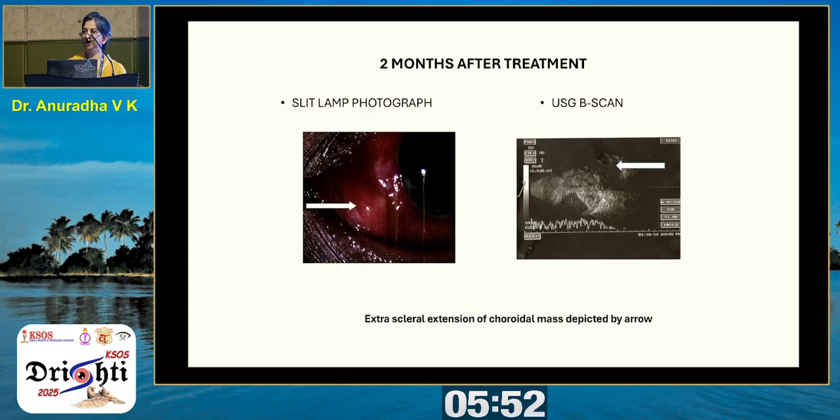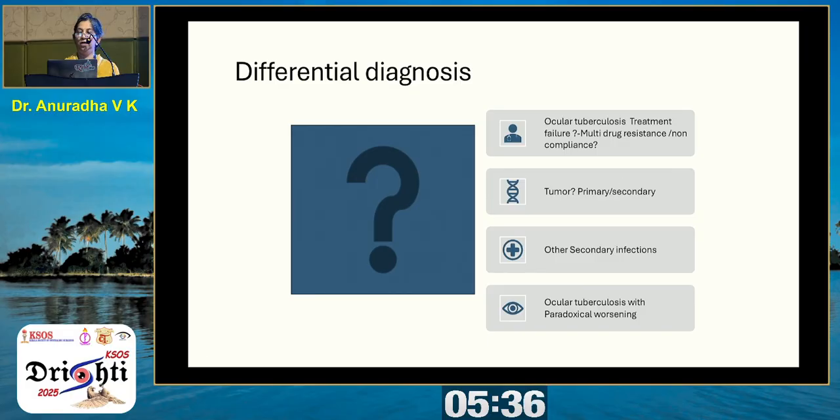The first couple of visits, he was okay. 2 months after initiating steroids, when we started tapering it, he came in with extrascleral extension of the choroidal mass, and you can see that here in the ultrasound as well. Now we were very worried. We knew he was compliant to treatment. We knew drug resistance was unlikely because the pulmonary lesions had resolved and the sputum had turned negative. So then we thought, we have landed in hot water, missing a tumor, either a primary or secondary tumor.